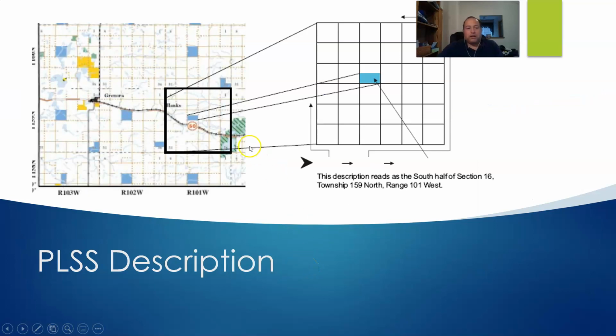In terms of trying to describe it, it's really important to understand this idea of working your way backwards. So this example here is the southern half of Section 16, Township 159 North, Range 101 West. When I'm looking at it, I've got to work my way backwards because I've got to start with right here.